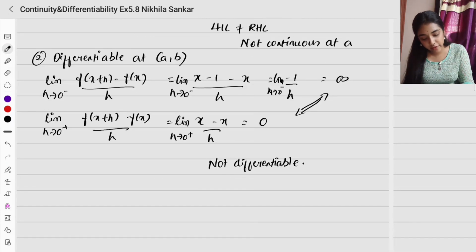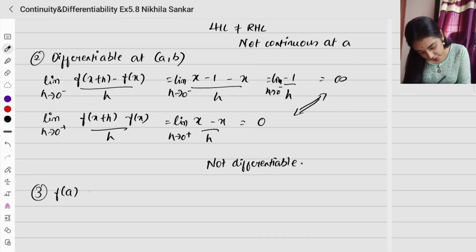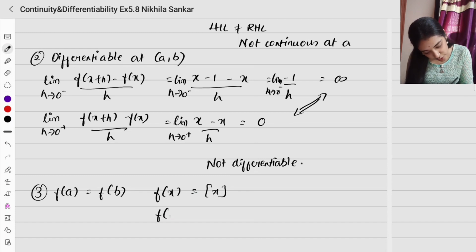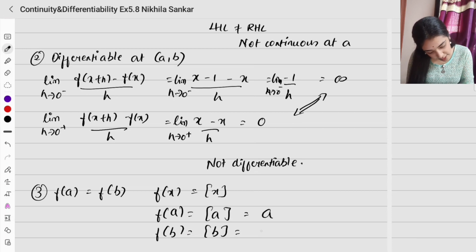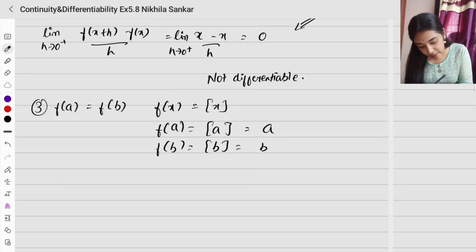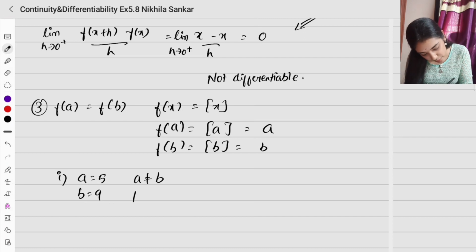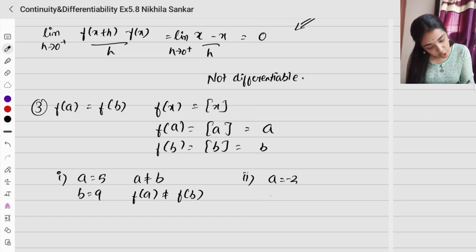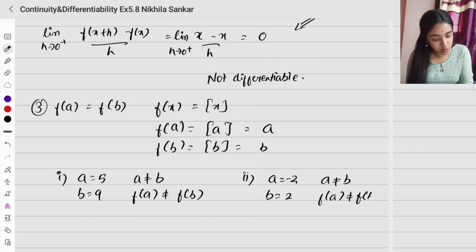Okay. Also f of a equals f of b. What is the third condition? F of a equals f of b. My f of x is gif of x. So f of a is going to be a, and f of b is going to be b. In both the questions I see that a is not equal to b. In the first question, a value 5, b value 9. A not equal to b, which means f of a is not going to be equal to f of b. Second subsection, a value -2, b value 2. Again a is not equal to b, so f of a is not equal to f of b.